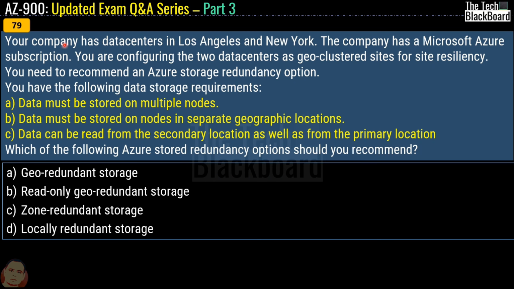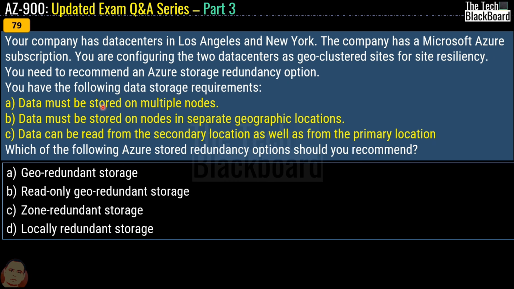The question says that your company has data centers in Los Angeles and New York. The company has a Microsoft Azure subscription. You are configuring the two data centers as geo-cluster sites for site resiliency. You need to recommend an Azure storage redundancy option. You have the following data storage requirements.